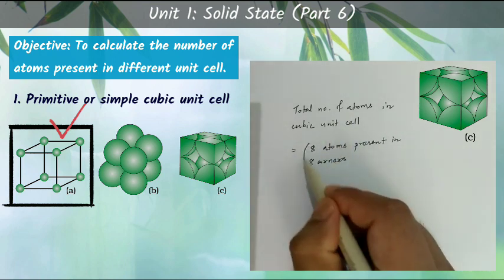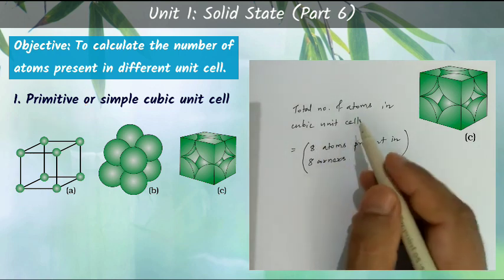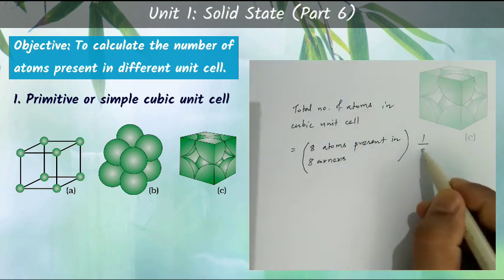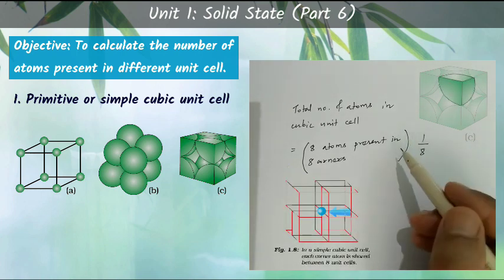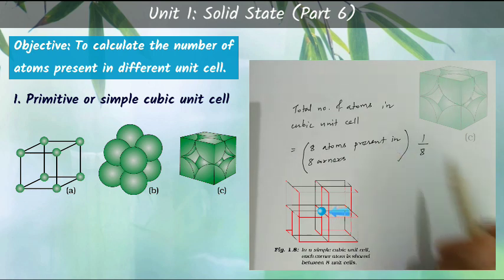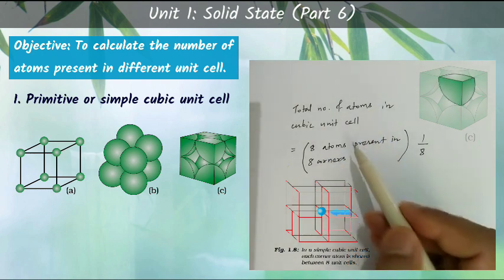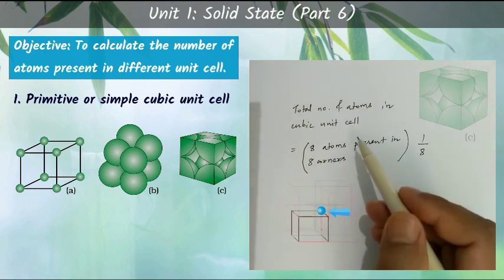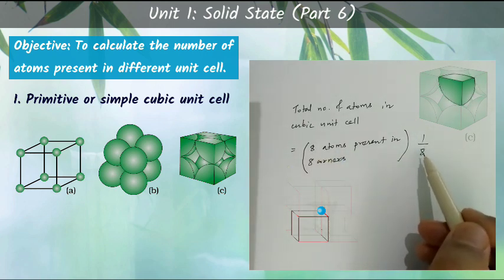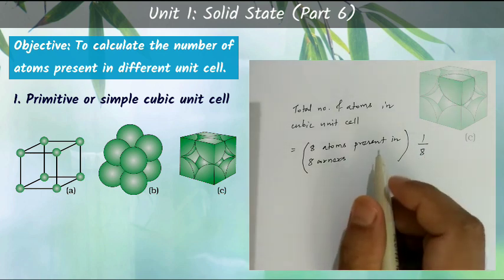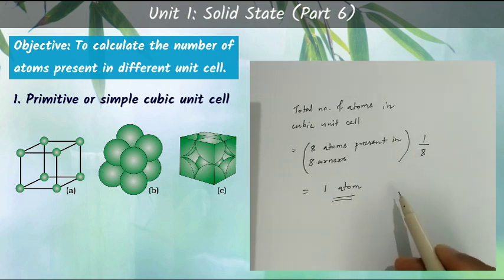But the thing is that the whole atoms will not be inside that unit cell. Only a portion, and that portion is 1 by 8. Why 1 by 8? Because one atom is distributed between 8 unit cells. That's why only a 1 by 8 portion of one atom will be inside that unit cell for one corner. But how many corners are there? 8 corners are there, so 8 into 1 by 8 atoms will be present in that unit cell. Understand? So in total, one atom will be present inside that unit cell. Hope you understand this point.